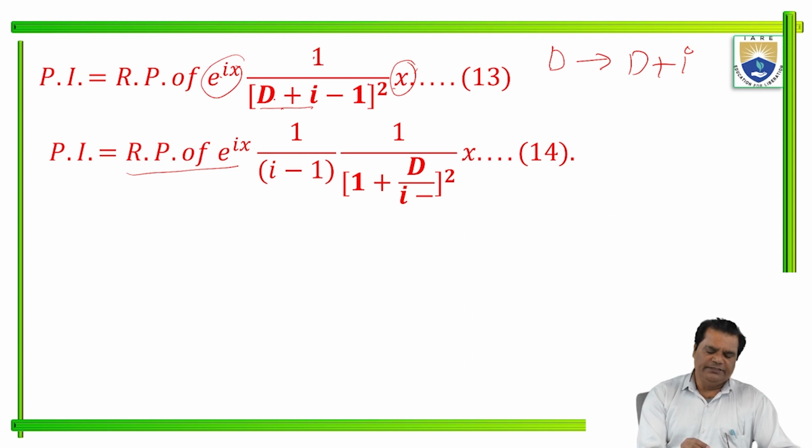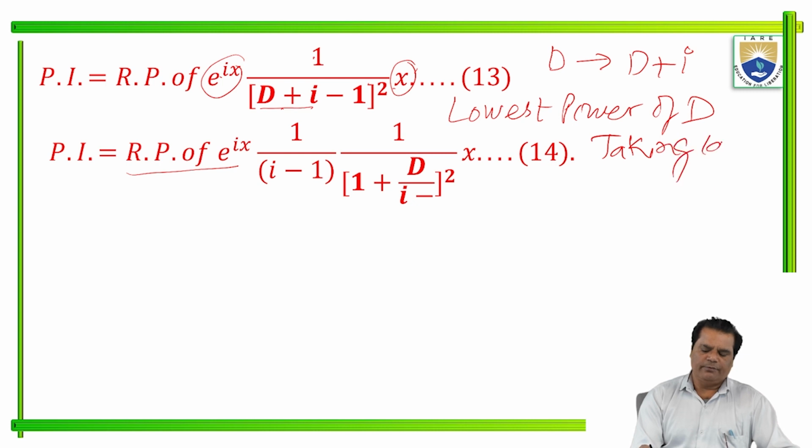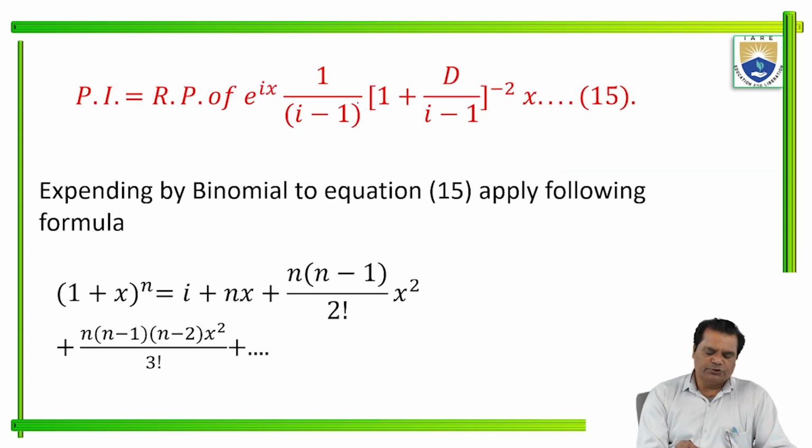Here the lowest power of D is taken common. In the term i minus 1 it is D to the power 0, here it is D to the power 1, and here D to the power 0. So the lowest power of D is in the place of i minus 1, so we take (i minus 1) common, meaning (i minus 1) whole square common. So 1 plus D upon (i minus 1), whole square. So RP of e to the power ix into 1 upon (i minus 1) whole square, and (1 plus D upon (i minus 1)) to the power minus 2. This function is taken in the numerator, with x.